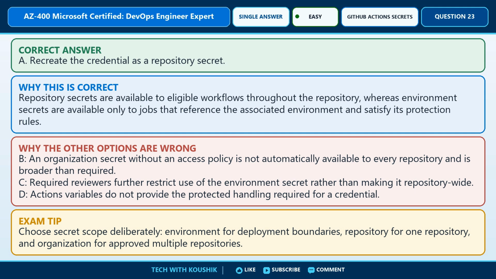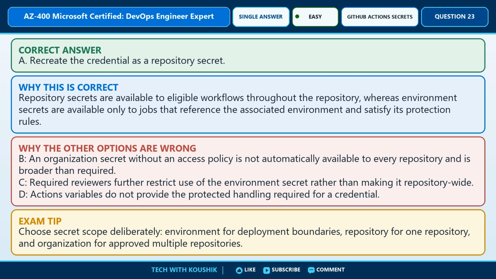Why are the other options not correct? B. An organization secret without an access policy is not automatically available to every repository and is broader than required. C. Required reviewers further restrict use of the environment secret rather than making it repository-wide. D. Actions variables do not provide the protected handling required for a credential.